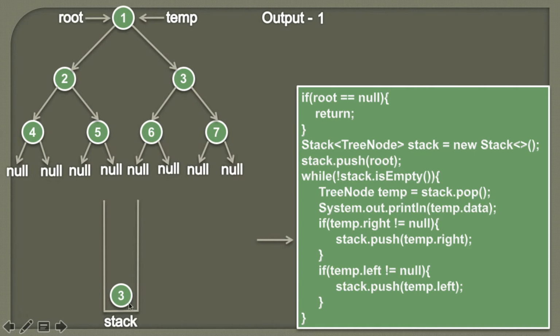So you can see 3 is now on the stack. And then we'll check whether temp left is equal to null or not. Currently temp left is not equal to null. Therefore we'll push the node having data as 2 on the stack.